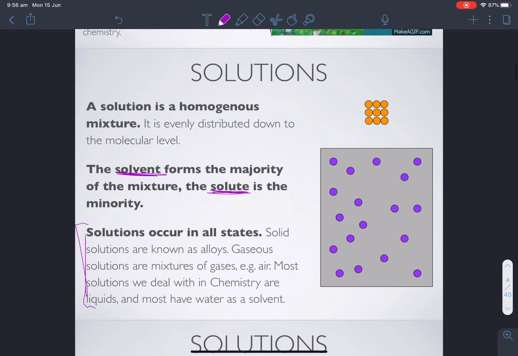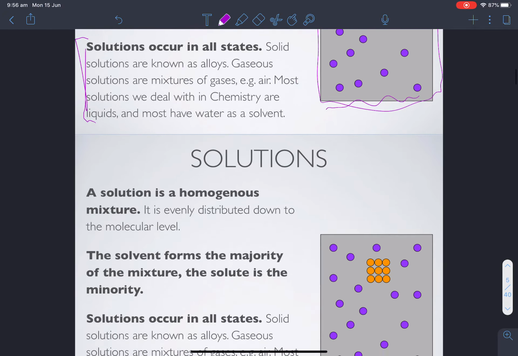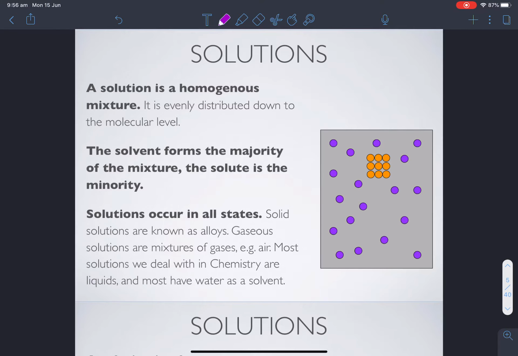So I put together this animation. You can see it in the notes, where I've got this one here, which is going to dissolve in my solution. You can see it's all tightly packed together. The particles in here are all freely dispersed. It goes into the solution.